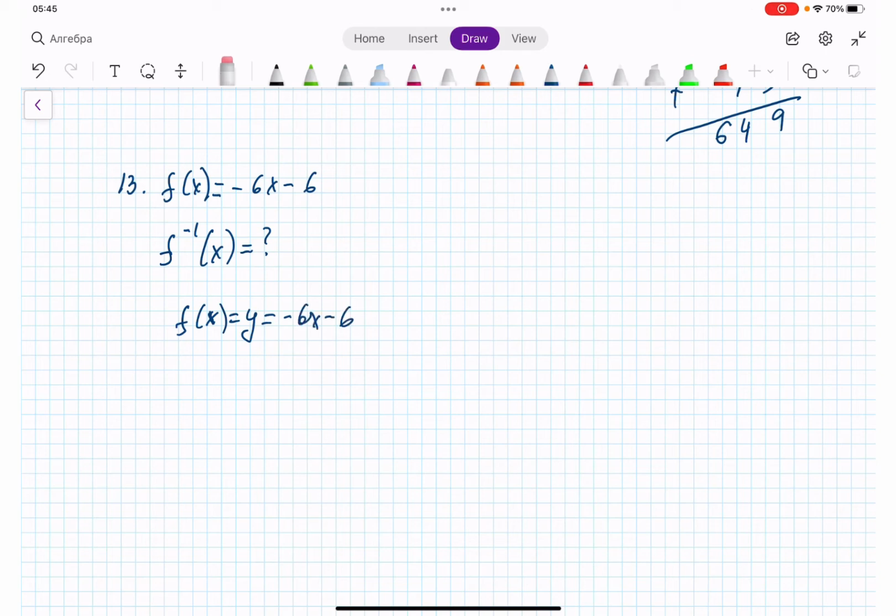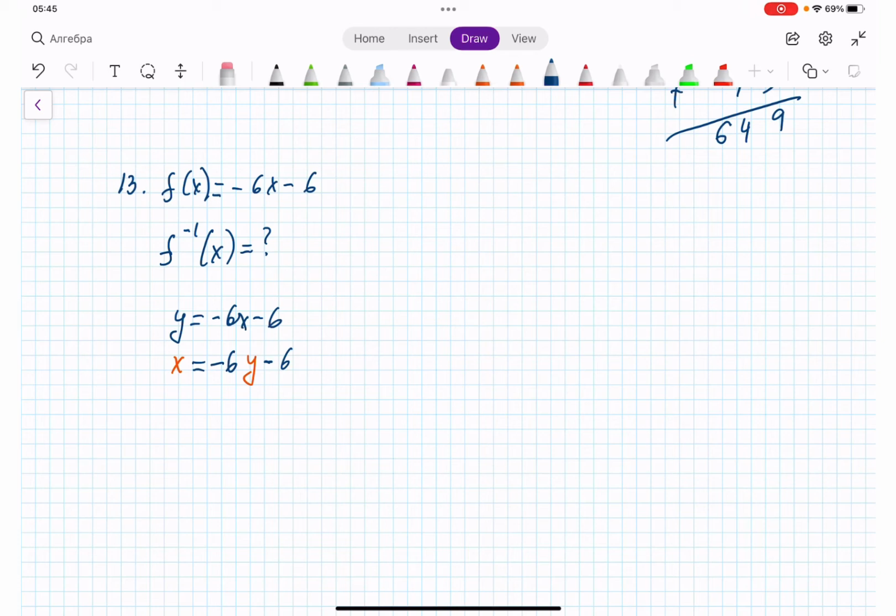Okay, once I showed you, I'm going to clean f of x. So we have y equal negative 6x minus 6. From here, I'm going to switch x and y. And this is going to be y and minus 6. And from here, solve for y. We need to solve for y.